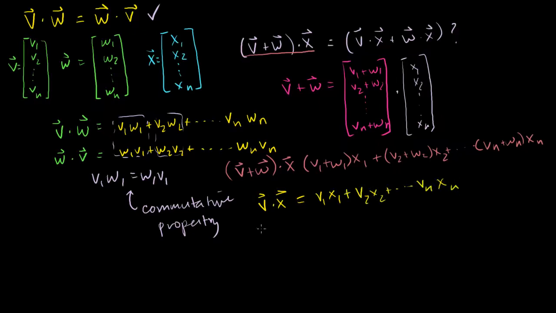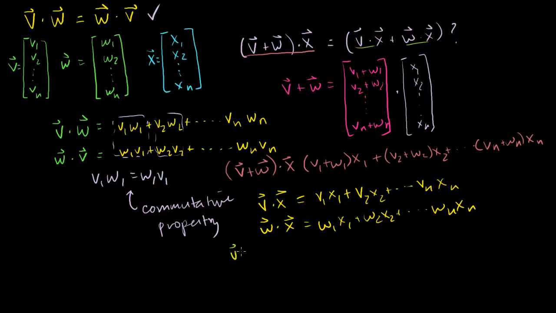What is w dot x? W dot x is equal to w1 x1 plus w2 x2, all the way to wn xn. Now, what do you get when you add these two things? And notice I'm just adding here. I'm adding two scalar quantities. That's a scalar. That's a scalar. We're not doing vector addition anymore. So this is a scalar quantity, and this is a scalar quantity. So what do I get when I add them?